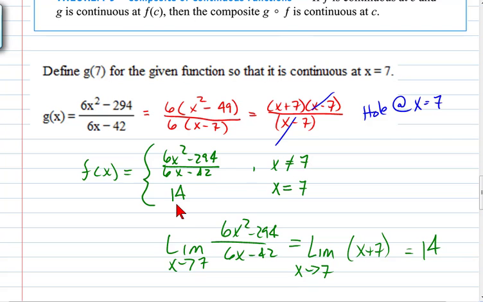Yes? I get the end, it's the first one, the x is not equal to 7. It's that way because if you plug 7 in, you have a hole. Oh, okay. But that hole is going to be right at 14. So what I did was I've defined then, I filled in the hole with a point. When x is 7, y is 14. Okay? All right.